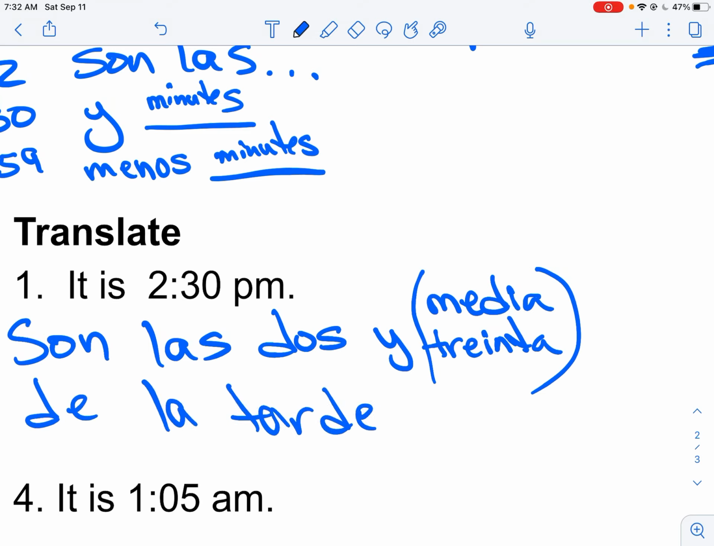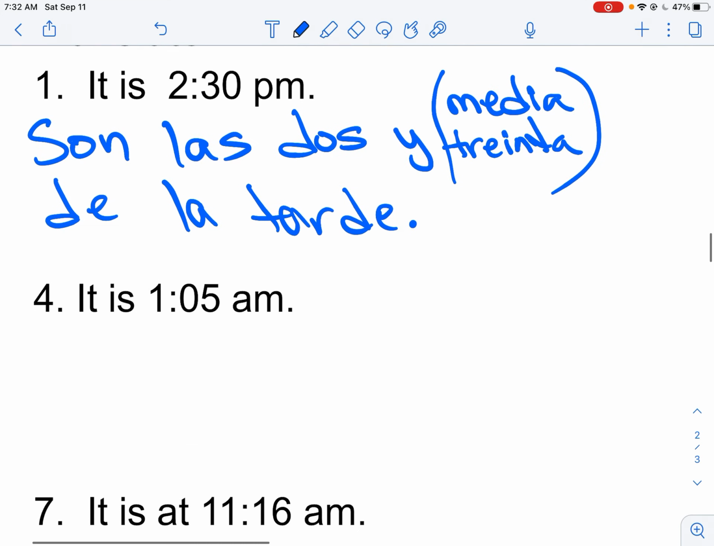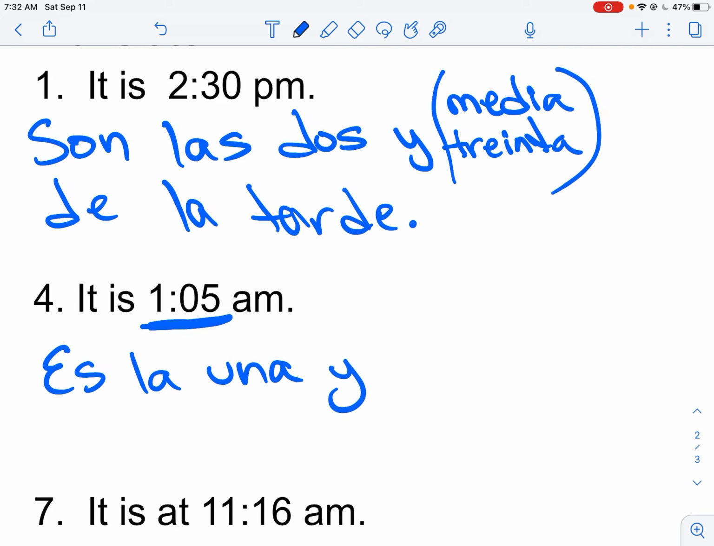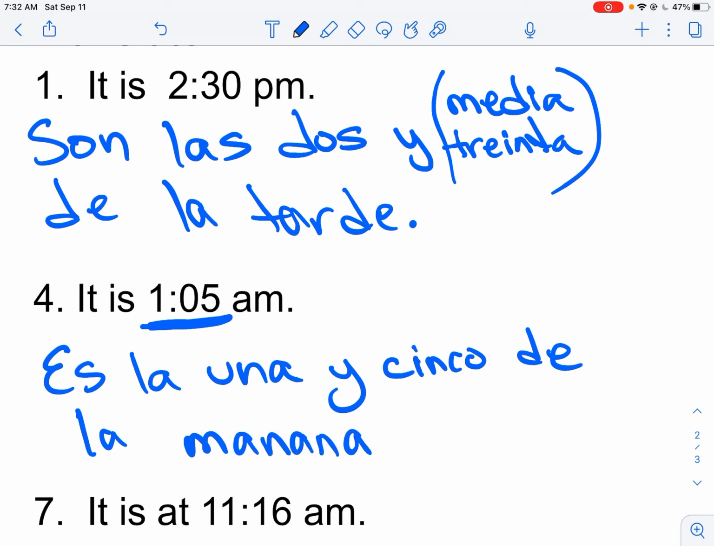De la tarde. I'm actually going to go down like this just because you can still see what's above it. Okay, this is a 1 o'clock hour, so that means I'm going to use one. Es la una. E, because I'm after 1 o'clock but before 1:30. Cinco. And it's a.m. de la mañana.